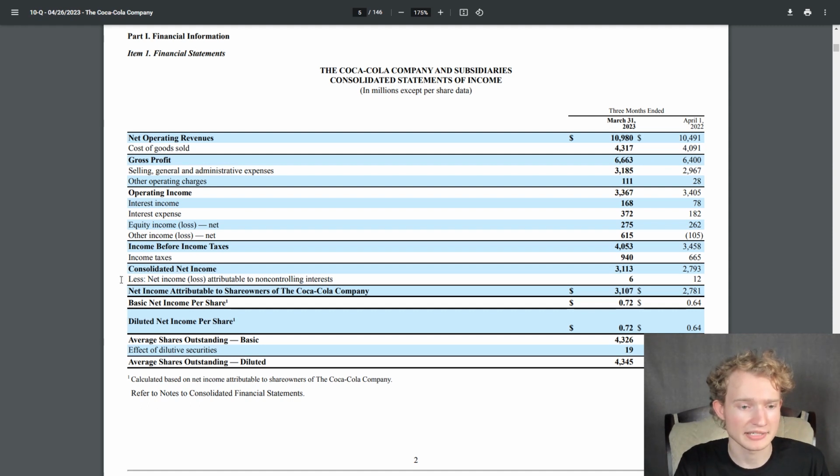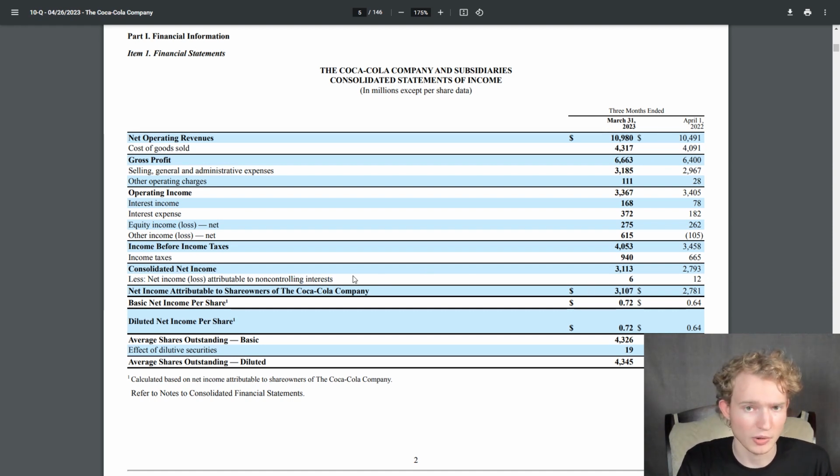Now, the next line here below the bottom line says less net income or loss attributable to non-controlling interests. And that's only $6 million. So typically this is a fairly inconsequential line. It's not something you typically need to pay a ton of attention to. It's usually not that much. You can see that it was greater in the past year, a year ago for Coca-Cola.